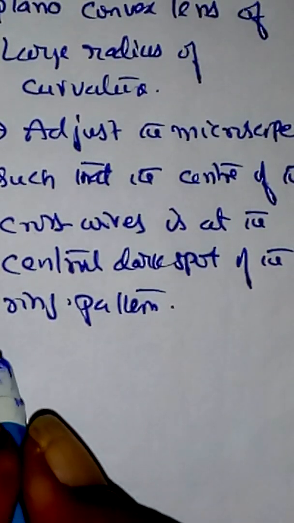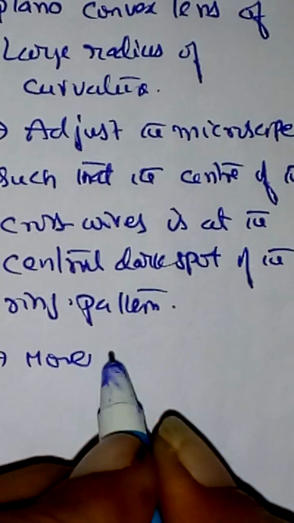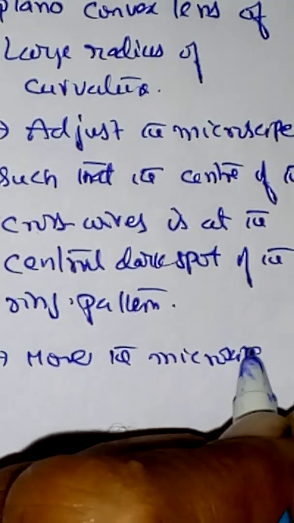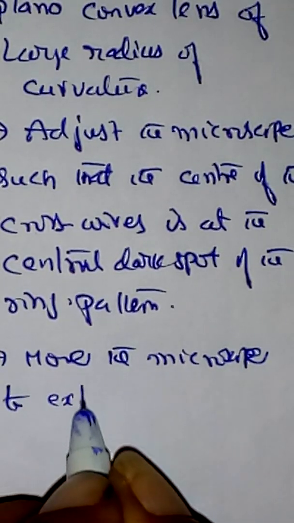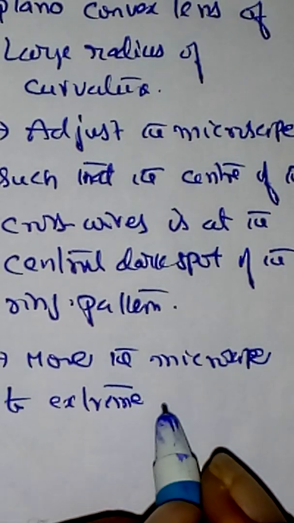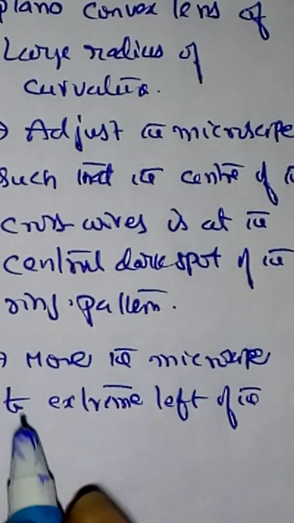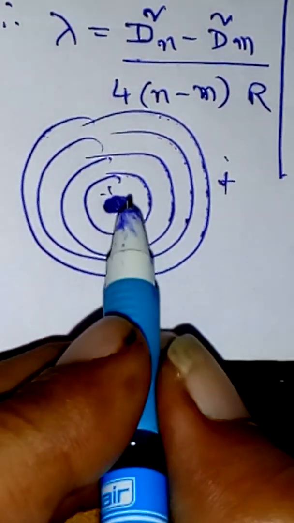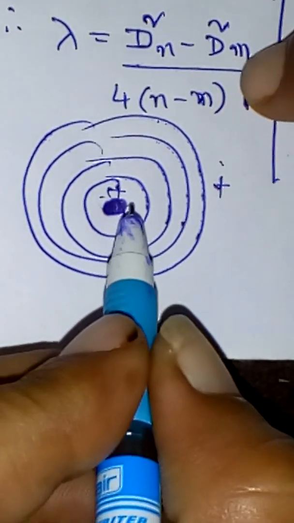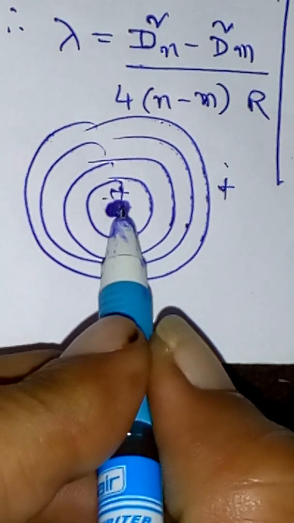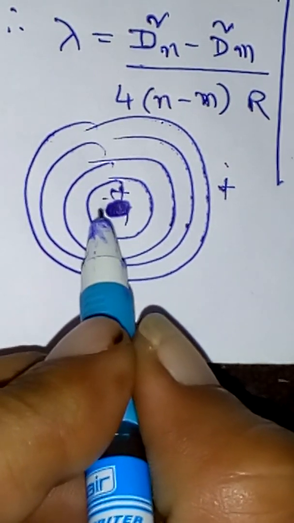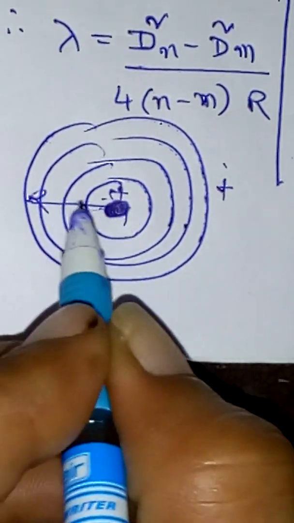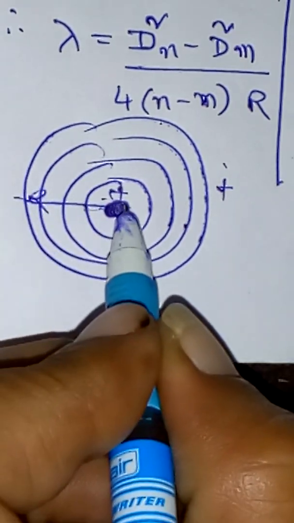Now move the microscope to the extreme left of the pattern. That means your microscope is here. So by adjusting the screw, you can move the microscope eyepiece, through which you are observing. So to the left, that means this side you are moving. One time we will move in this side, the other time we will move in this side.